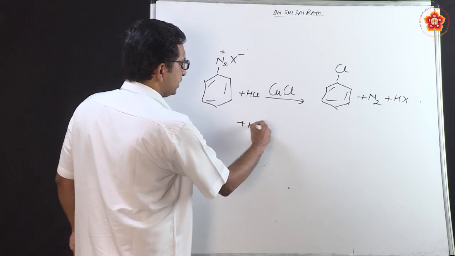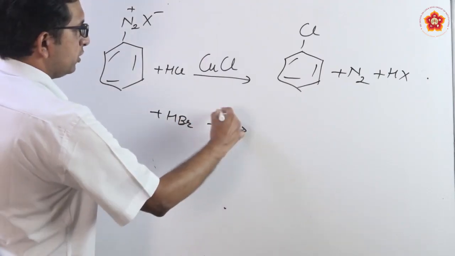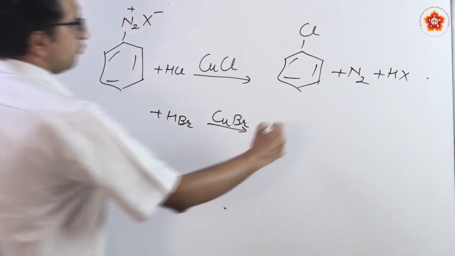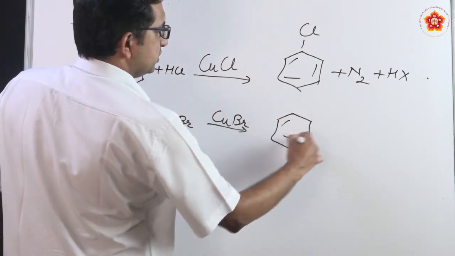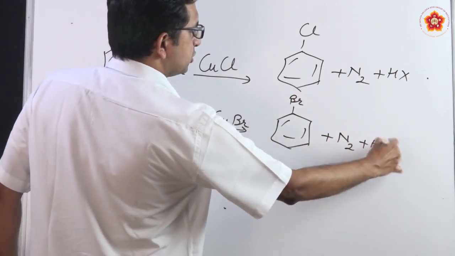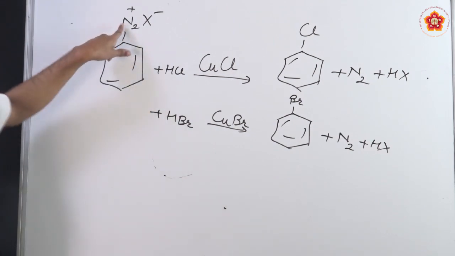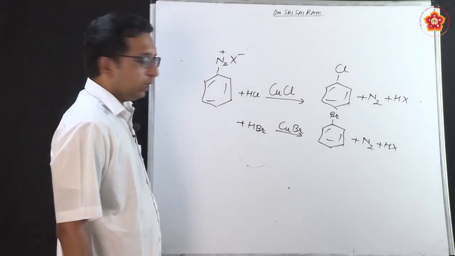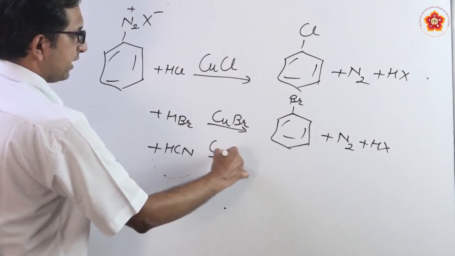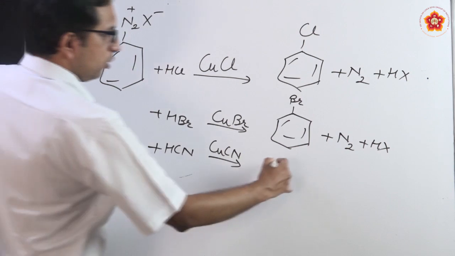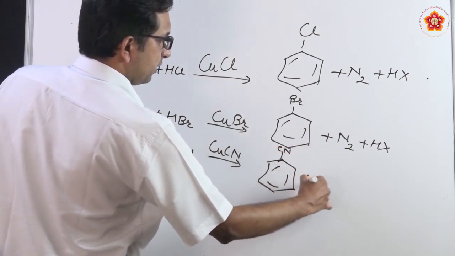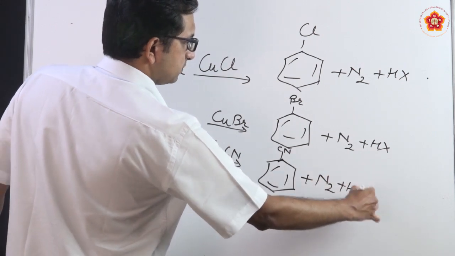Supposing you want HBr with the above system, the catalyst that you are going to use is CuBr. This will give you the formation of bromobenzene, and the byproducts happen to be the same, N2 and HX, because they are the ones which are basically going out from here. Suppose you need a cyanobenzene, HCN, and then the catalyst that we use here is CuCN, where the final product that we tend to get is C6H5CN plus N2 plus HX.